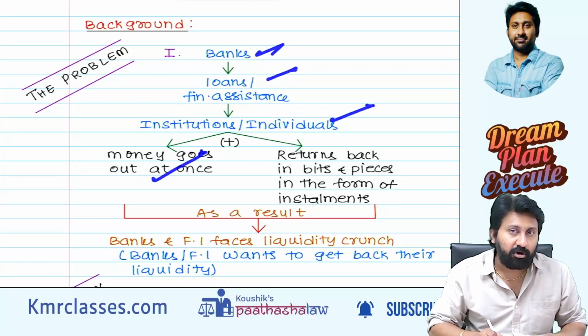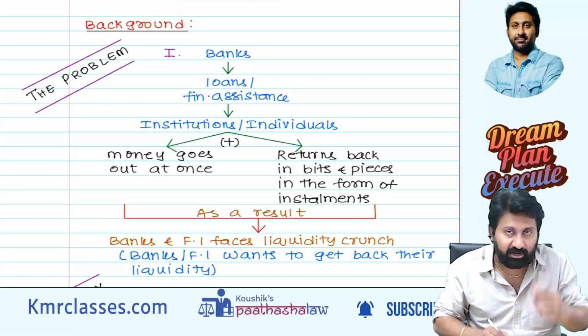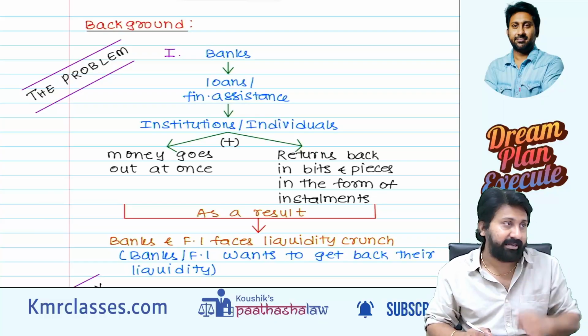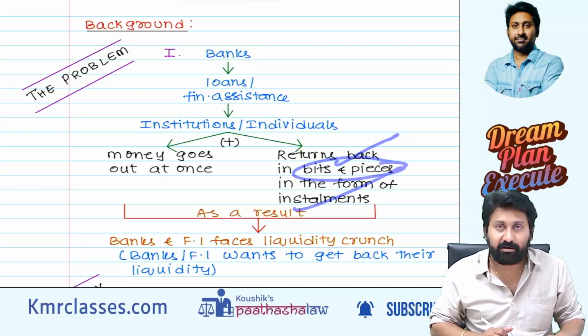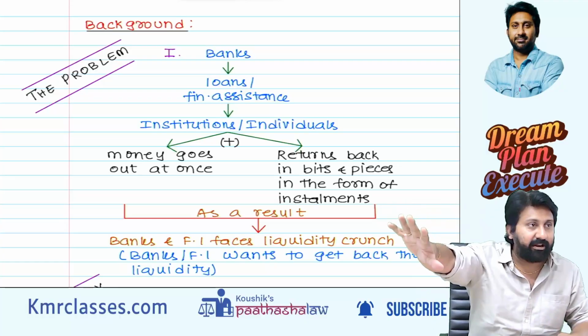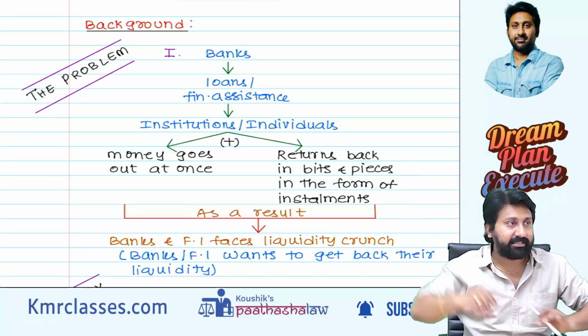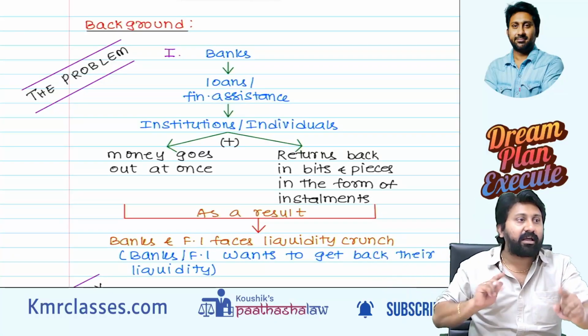Once a bank gives loans, what will happen? Money goes out of the bank's hand at once, but the bank will collect that money back in the form of EMIs, in bits and pieces as installments. So when a bank gives a 1 crore loan, it will collect that 1 crore over 20 years. Means my 100 rupees is going out now, and only 2 rupees will come in over the next year.